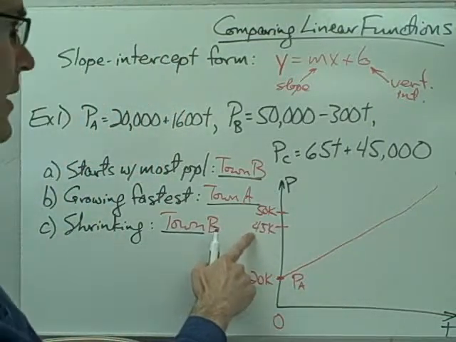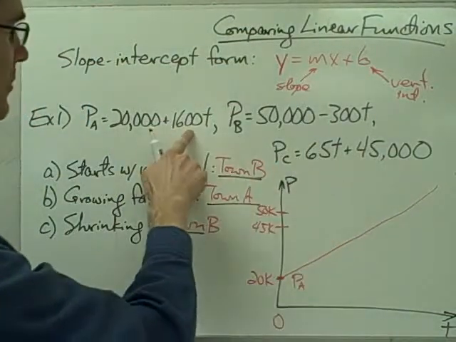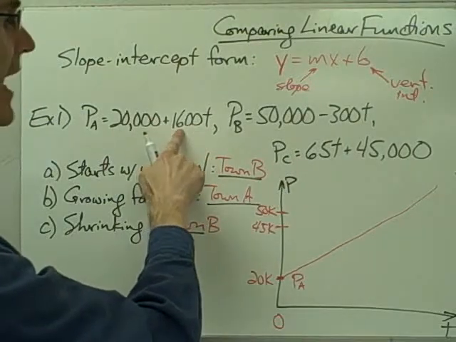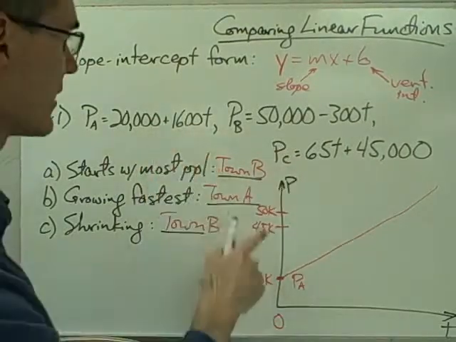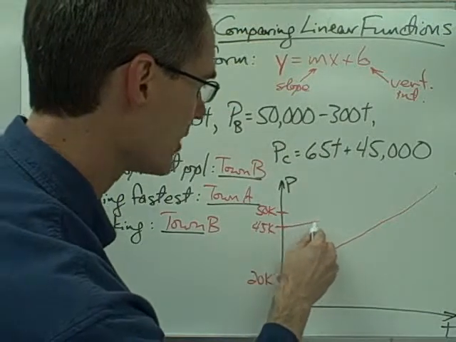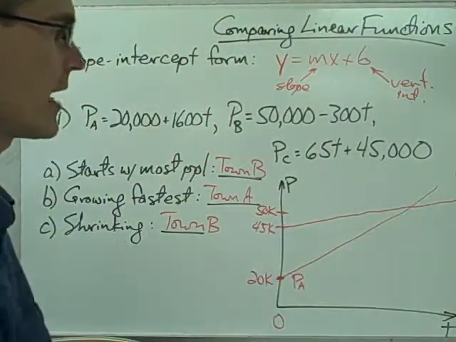The town that starts out with 45,000 people, its population is also increasing, but it's not increasing as fast as town A. It's not adding as many people every year as town A. So its slope is going to be positive. It's going to be going up also, just not as quickly as town A.